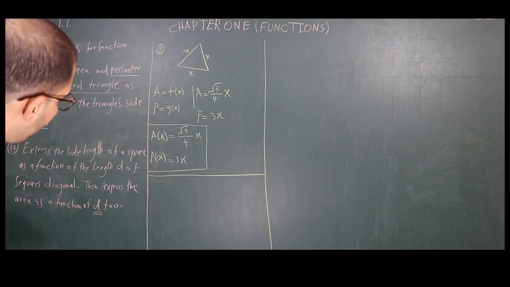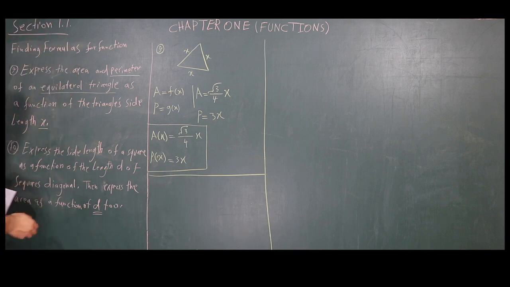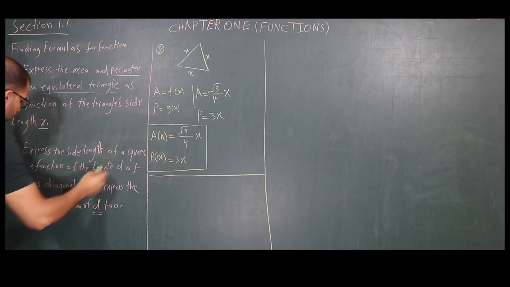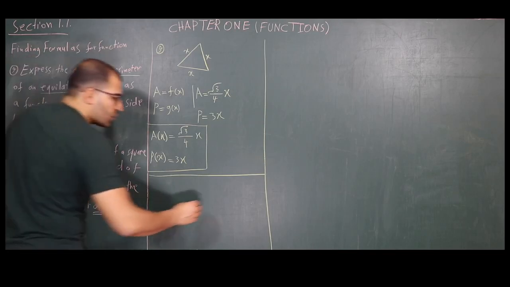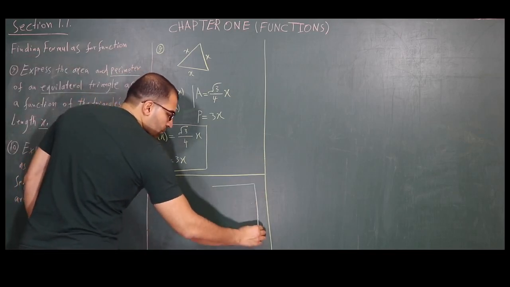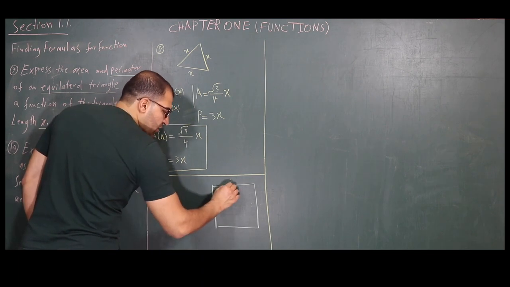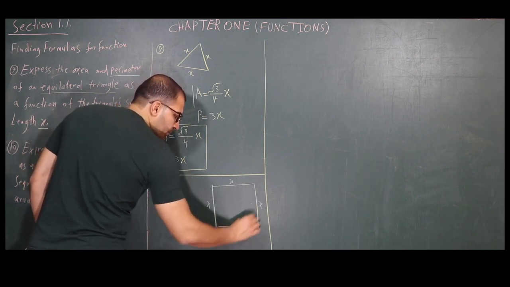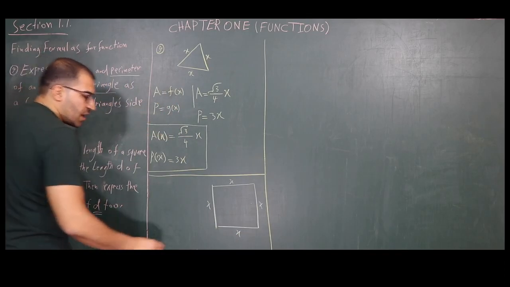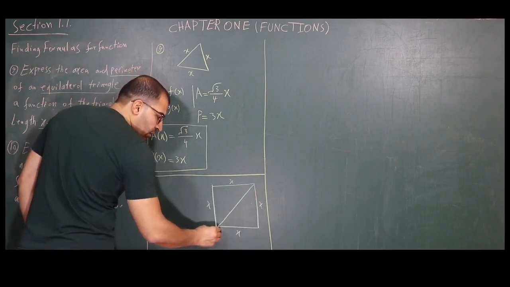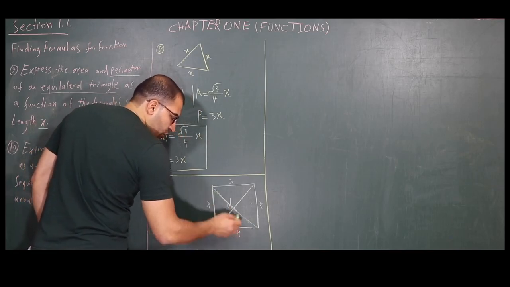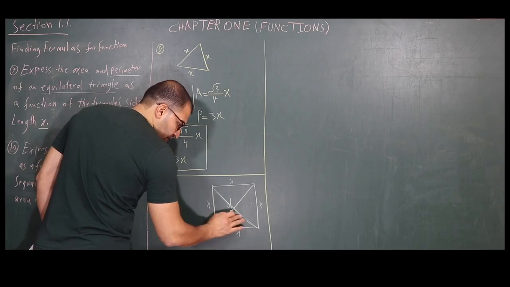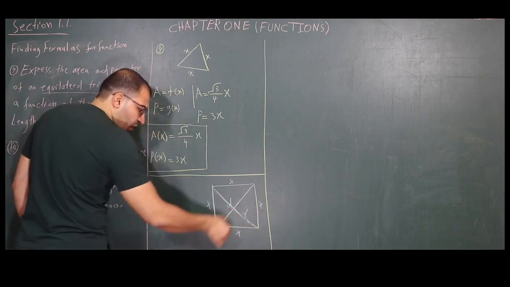Now we have exercise number 10. Express the side length of a square as a function of the length D. So we have a square, and we assume that the sides all are x, and we have something called diagonal. Okay, this one and this one, and it has the same length. So this one is called D, and this diagonal is equal to this diagonal.